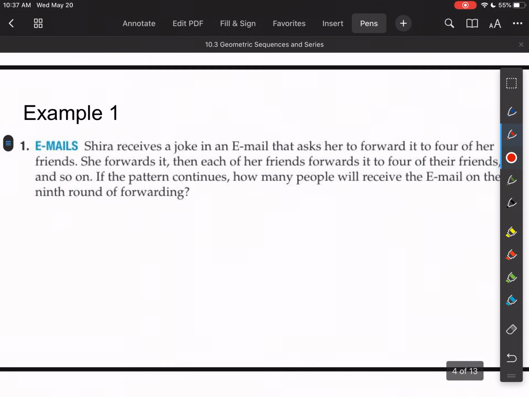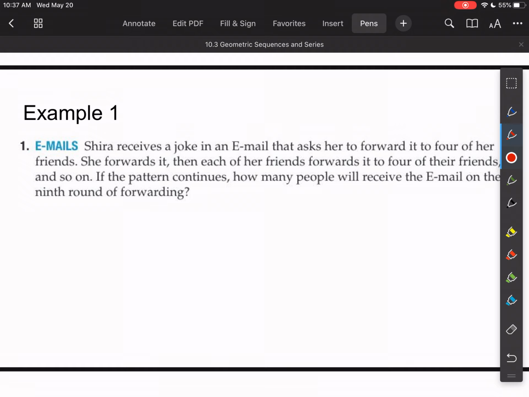For this one, we have Shira, I guess is her name, receives a joke in an email that asks her to forward it to 4 of her friends. I hate these things, by the way. She forwards it, and then each of her friends forwards it to 4 of their friends, and so on and so on and so on. If that pattern continues, how many people will receive the email on the 9th round of the forwarding?